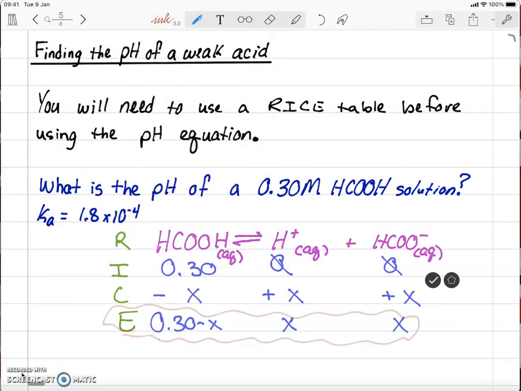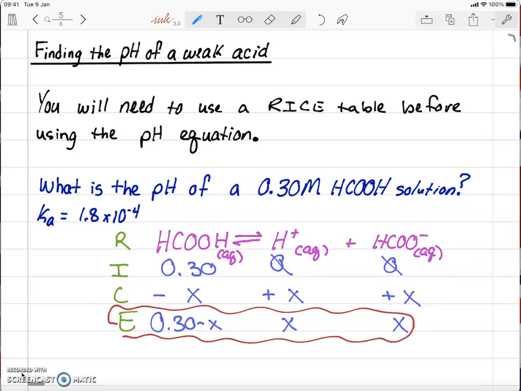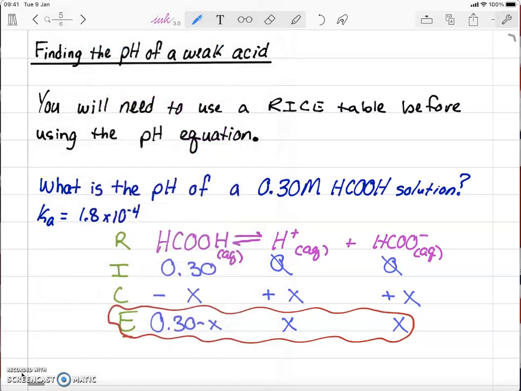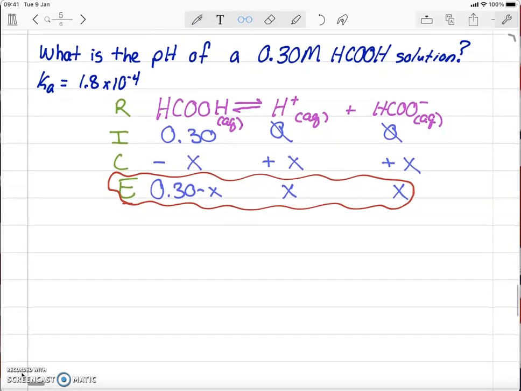Now, because this is an acid-base problem, or a weak acid pH problem, we really only need one part of this. And the only part that we're concerned about is the H plus concentration here, which is equal to X. So once we know what X is, we can go ahead and take the negative log. But first we're going to need to write a K expression.